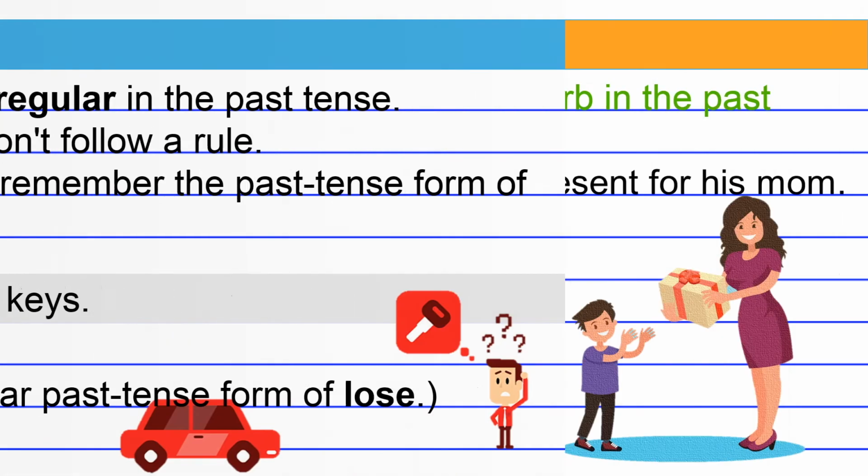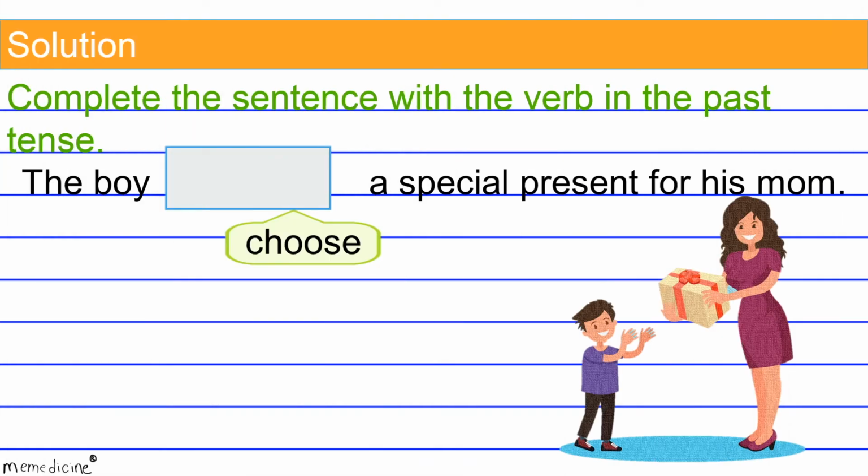All right, back to the original question, now for the solution. Chose is the simple past tense verb form of choose. This is an irregular verb form, so you'll have to commit it to memory.